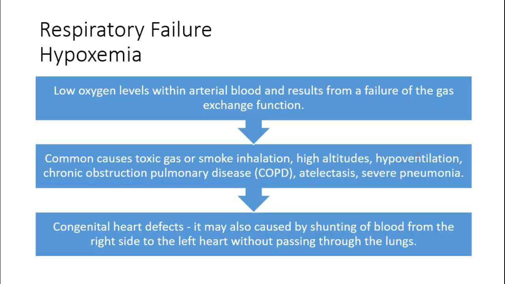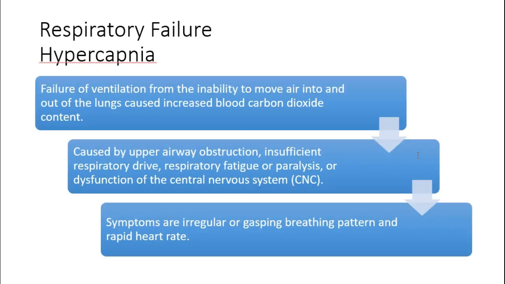So with hypoxemia, low oxygen levels within the arterial blood, it results from failure of gas exchange. Common causes are toxic gas or smoke inhalation, high altitudes, hypoventilation, chronic obstructive pulmonary disease (COPD), atelectasis, and severe pneumonia. Congestive heart failure may also cause this. It may also be caused by shunting of blood from the right side of the heart without passing through the lungs. So the blood is bypassed and it doesn't go to the lungs. So that can clearly cause some problems.